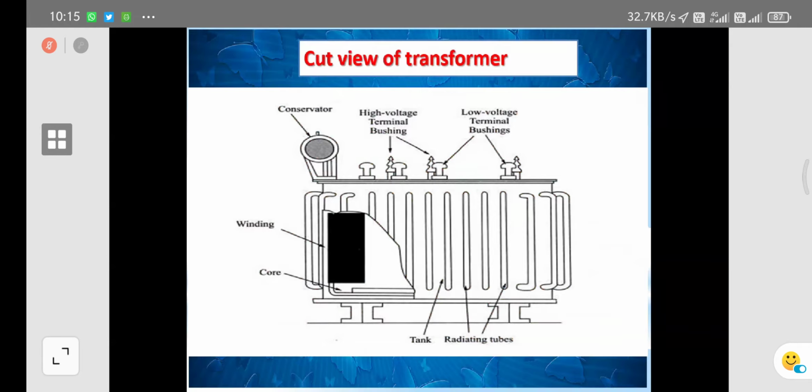So coming to the transformer, these are the main parts of a transformer. Let us discuss the main parts of a transformer here.